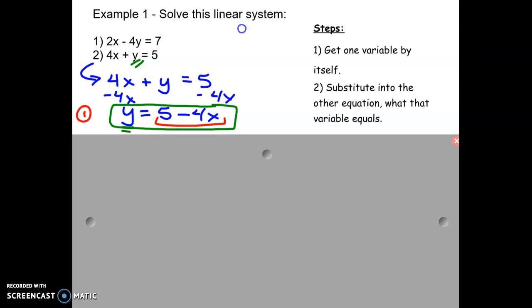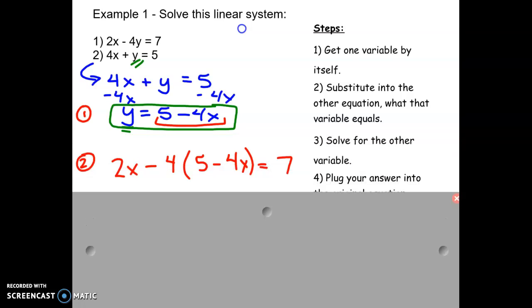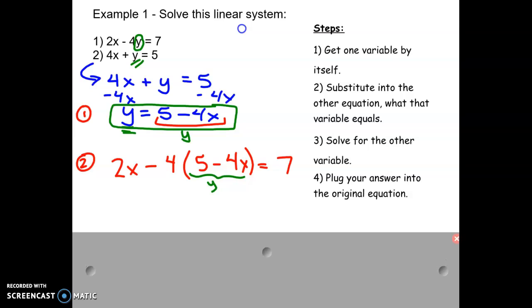Step 2 is then we're going to substitute that into the other equation. So what I'm saying by that is that I know that this is what y equals, so I'm going to trade the y in the other equation with what I just found y equals. So again, y equals 5 minus 4x. So 5 minus 4x is going to go in for y. So I'm trading what was y in equation 1 with 5 minus 4x. From there, we're just going to do the math to find x.